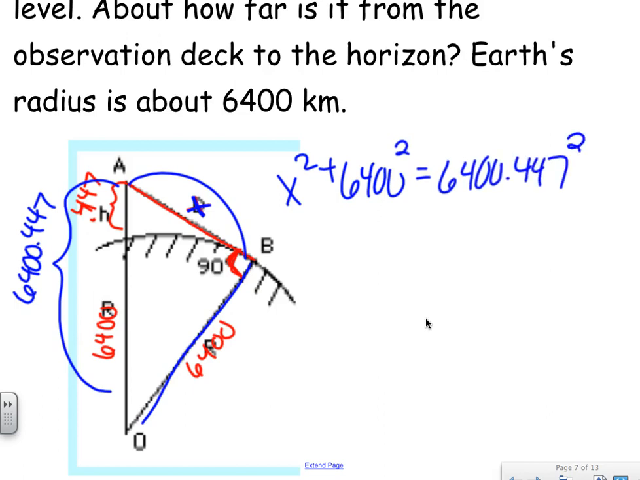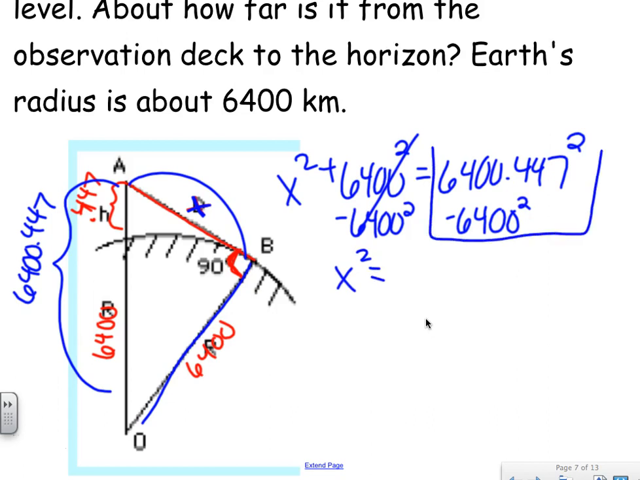And then I'm going to solve for x. Okay, so that is a really big number, so I'm going to actually do this step in one, and I'm going to subtract 6,400 squared from each side. So you can do that.